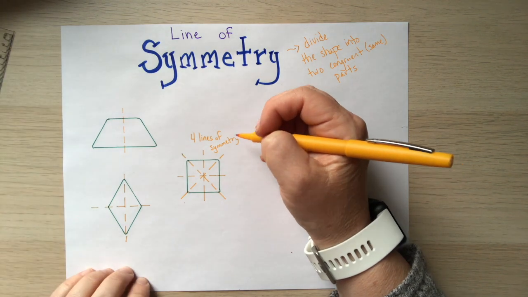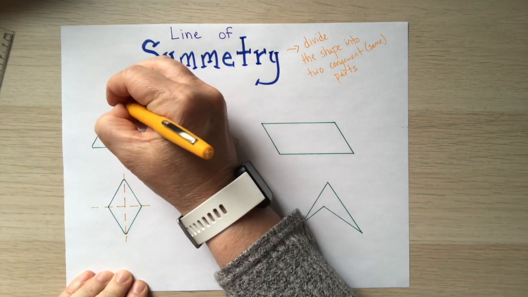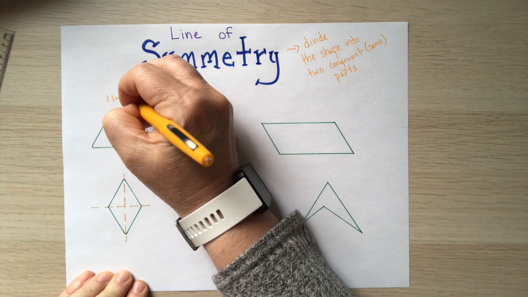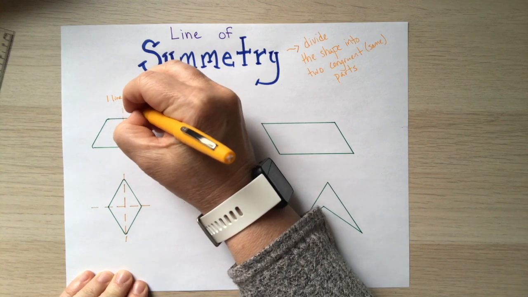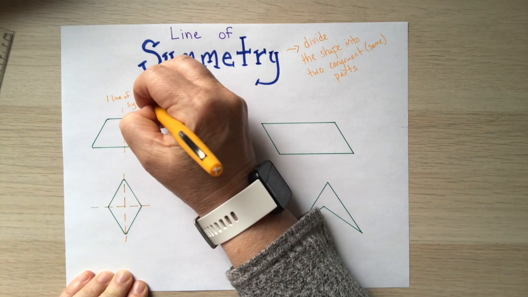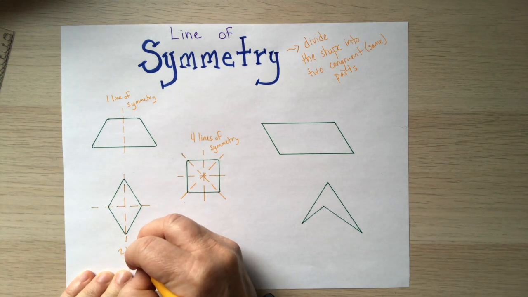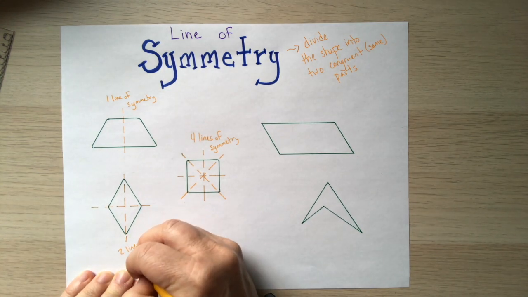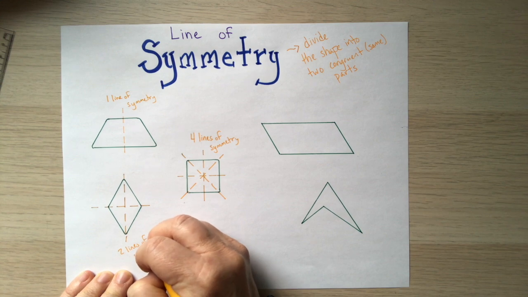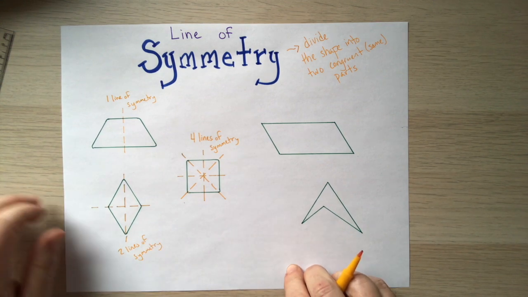I can write 1 line of symmetry for a trapezoid, and then 2 lines of symmetry for a rhombus.